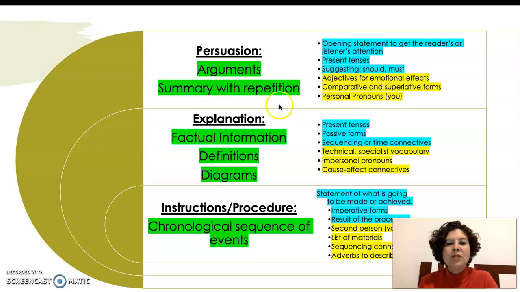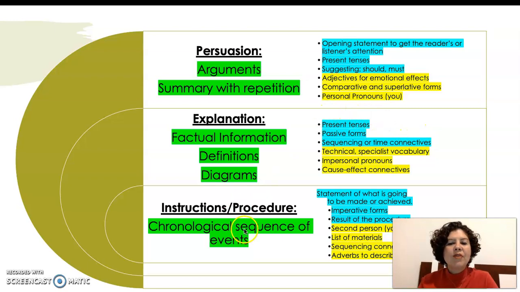Okay, what about this other kind of text? An explanation text. It has factual information, it has definitions, normally it has diagrams or maps. Okay, and at sentence level, you're going to find present tenses, passive forms, sequencing of time connectives. And at word level, you're going to find technical vocabulary, impersonal pronouns, and cause and effect connectives.